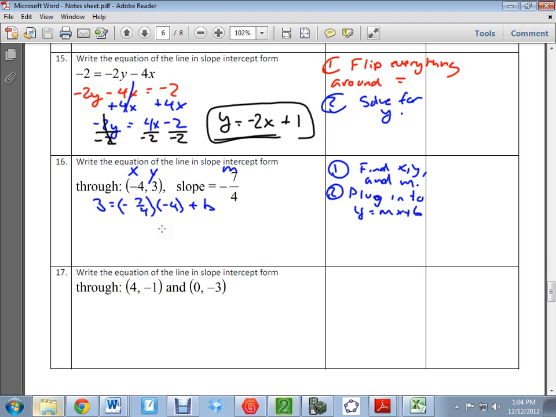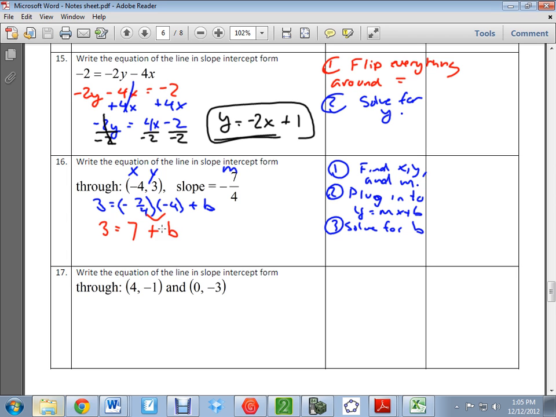B is b. I don't know b yet. B is just b. What I need to do is I need to solve for b. That's the next step. How could I do that? What is the first step that I need to do to solve for b? You need to multiply those things. 3 is equal to negative 7/4 times negative 4, positive 7. Negative times negative is a positive, plus b.